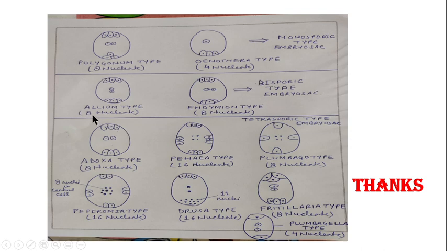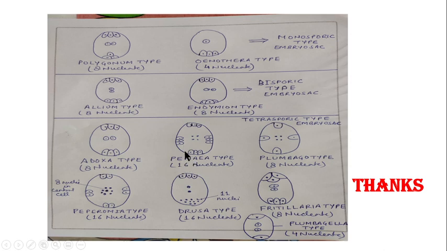In bisporic, Allium type, it is 8 nucleate, 1, 2, 3, 4, 5, 6, 7, 8. Endymion type is again 8 nucleate, 1, 2, 3, 4, 5, 6, 7, 8. So both of these are the types of bisporic. Now let us come to the tetrasporic type of embryo sac. Adoxa type, 8 nucleate, count 1, 2, 3, 2 over here, 3, 3, 3, 6, 2, 8, Adoxa type, right?